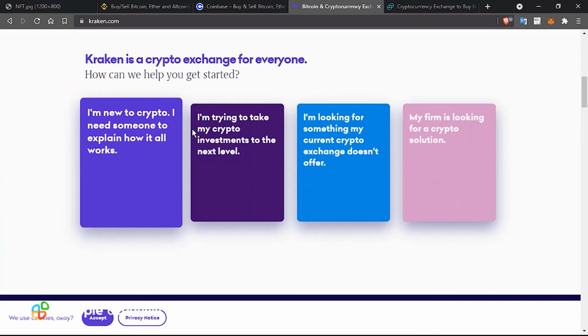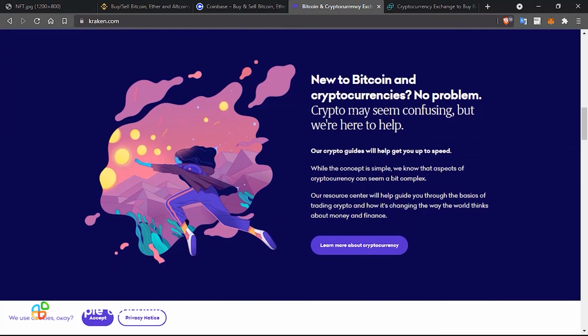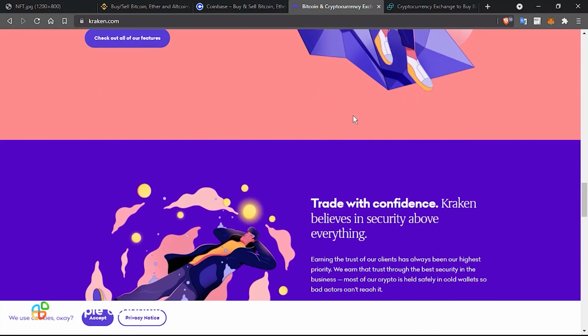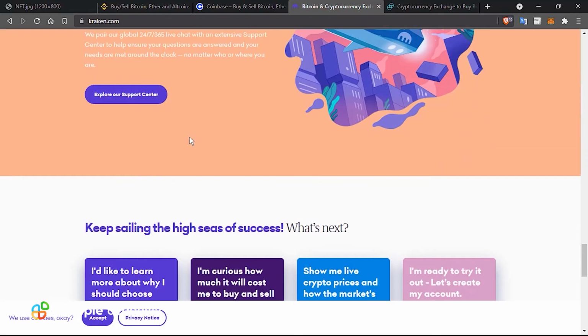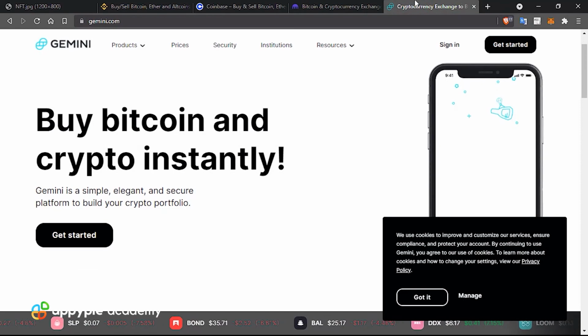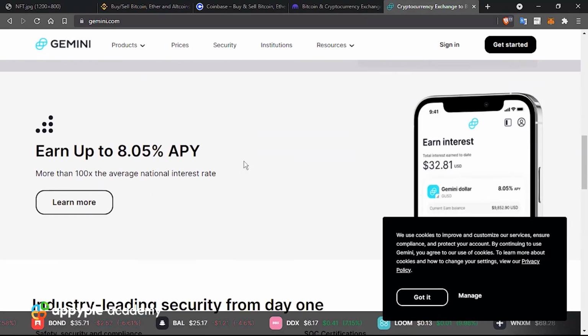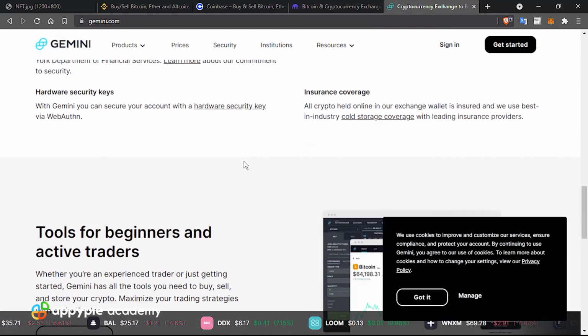Kraken is popularly used for your Bitcoin and cryptocurrency buying purpose. You can directly load your wallet using Kraken. Similarly, we also have Gemini. So you can use Gemini to buy Bitcoin and crypto instantly. It shows here you can also buy Ethereum and others using this, not just Bitcoin.